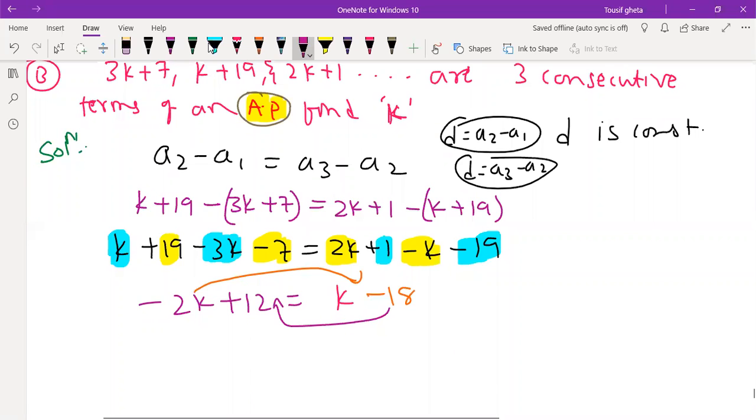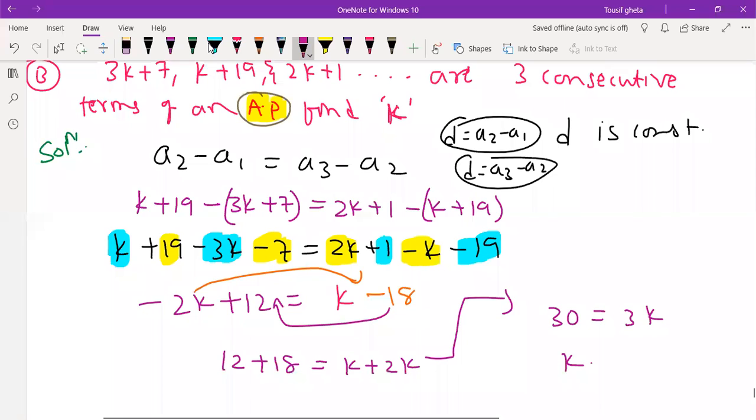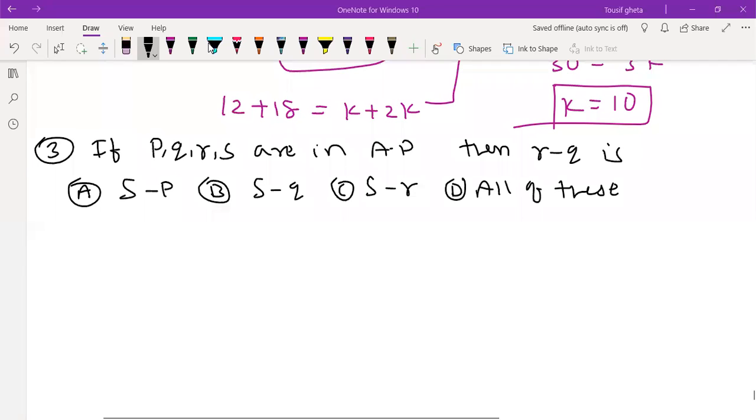So I will get 12 plus 18 is equal to k plus 2k. We will get 30 is equal to 3k. K is equal to 10. 30 by 3, 10. So that is the answer. Yes, Nikhil, Rekha, Sanjana. Now, first attempt you should get correct.